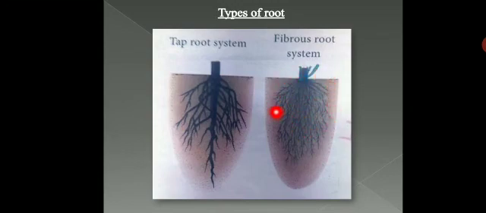Mostly this type of system is present in members of the grass family. Simply we say grasses, for example paddy and different types of grass. These are some examples of the fibrous root system. The binomial name for paddy is Oryza sativa. In Tamil we say nellu, arisi. It contains the fibrous root system and comes under the grass family. Grass is nothing but pul in Tamil. These are the types of roots and how they develop.